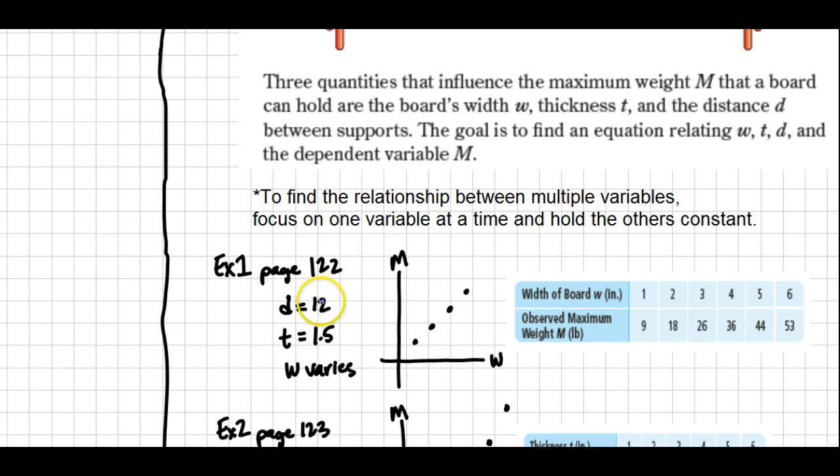The distance between the supports is being held constant at 12. The thickness of the board is being held constant at 1.5, and then we're going to look at different widths. And so they looked at different widths of the board in inches of 1, 2, 3, 4, 5, and 6, while these other dimensions remained the same. And the outcomes that they got for the maximum weight that the board could hold are given here in the table.